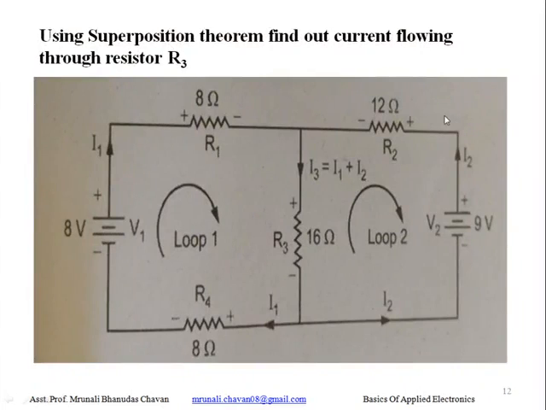Here one example is given to you as an exercise. Using superposition theorem, find out the current flowing through resistor R3.